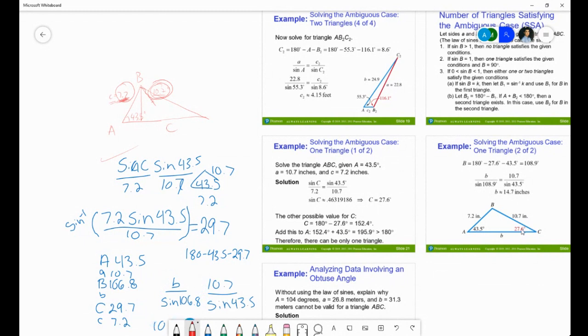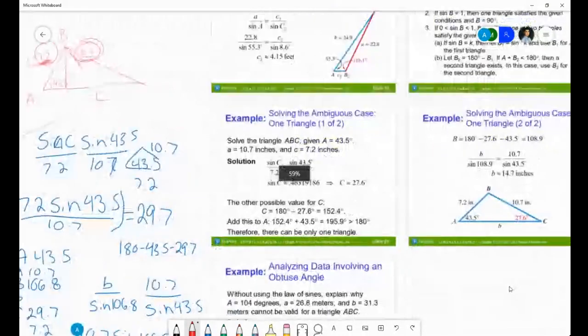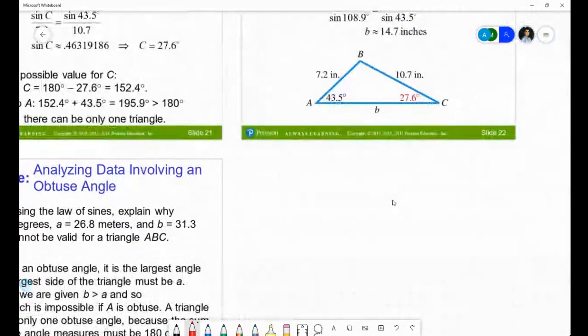Right. So let me write it for you. So you're trying to find angle C, right? Yes, sir. Okay. So if you're trying to find angle C, you should put sine C divided by 7.2 equals sine of 43.5 divided by 10.7. So this is known, this is known, this is known. Yeah. Okay.